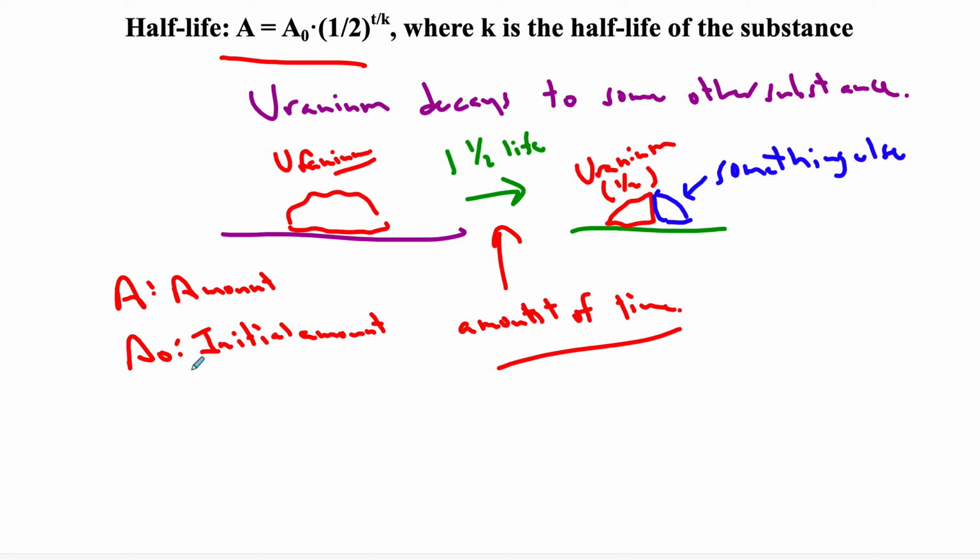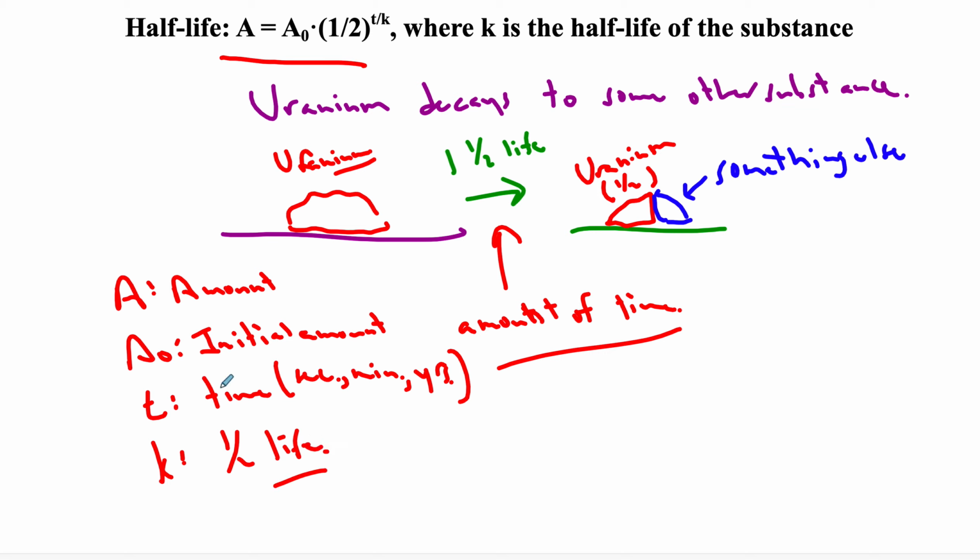Half is just the base. T is the time. Could be seconds, could be minutes, could be years, could be days, whatever. It depends on the situation. And then there's K, which is the half-life. That is the amount of time it takes. So what happens is, after a certain amount of time, we're going to have half the amount of uranium left that we had, which is why we're multiplying by 1/2. This is convenient because we can set this up very easily.